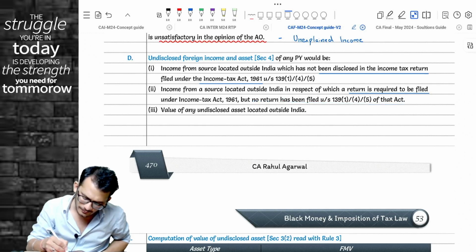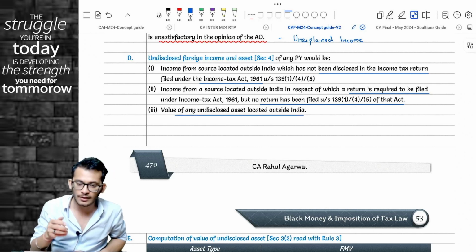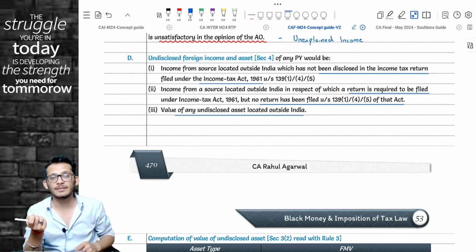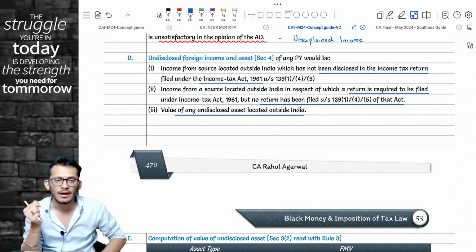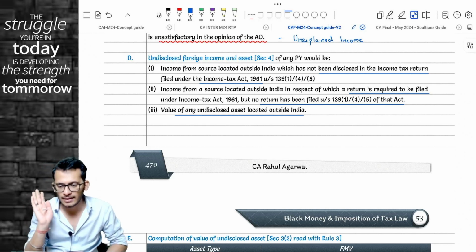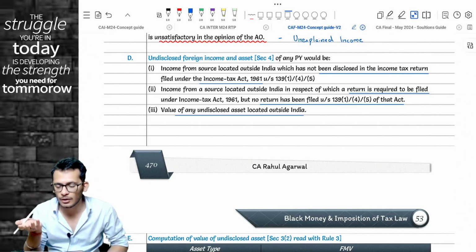And the third one is the value of any undisclosed asset located outside India. The first two were incomes, the last one is an asset. Meaning they are saying you have made an investment somewhere but the source is not there, or the source which you have told me is not satisfactory to me. That value. Now obviously when you say that value, what value?